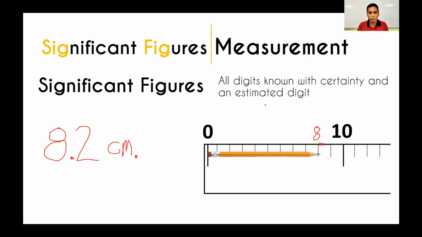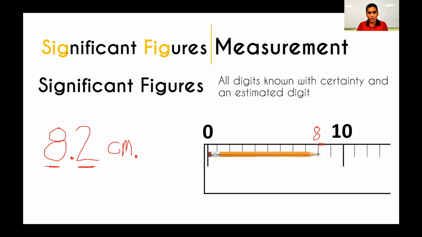So in significant figures in measurement, you have a certain digit, the measurement that you are very sure of, and an estimated or assumed digit. In this case, 8 is our certain digit and 2 is our estimated digit. In measurement, the estimated digit is always the last digit of your measurement.